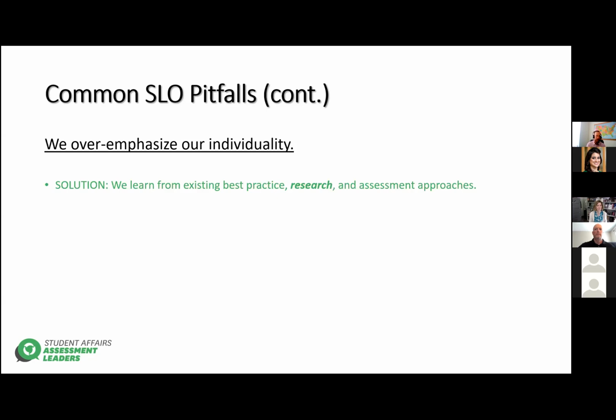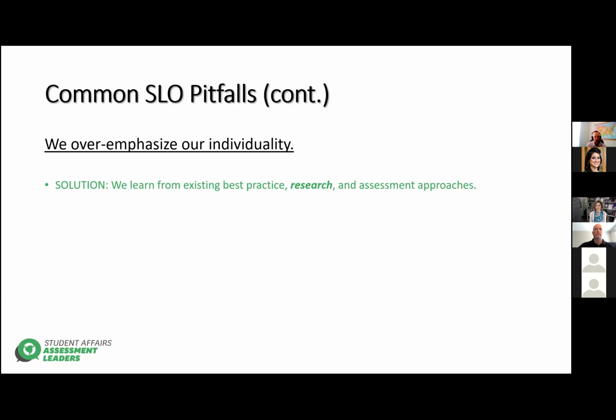It doesn't mean copy and paste or duplicate, but it means that when we build things based on best practice, or I would really emphasize research and assessment, then we're in a lot better position. And I think, as I'll talk about in a second, student learning outcomes are really a centerpiece of that when we try to articulate the impact that we're having on students.